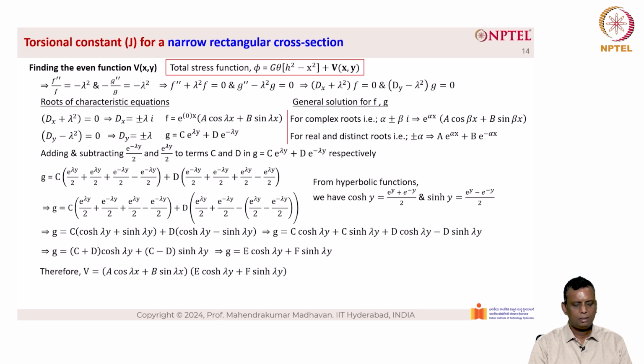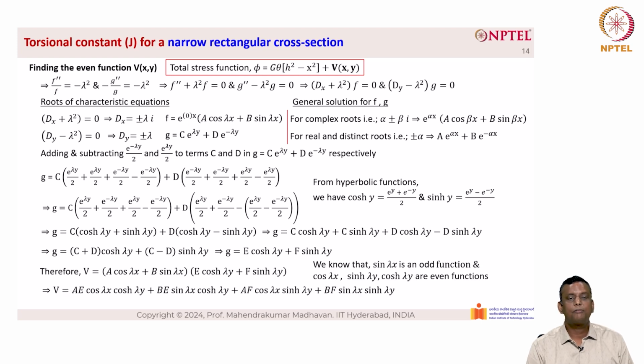So therefore, the equation v is v equal to a cos lambda x plus b sin lambda x, which comes from the first equation. The second equation is e into cosh lambda y plus f into sinh lambda y. So now when we expand this equation, we have 4 terms. But we also know that sin lambda x is an odd function, and cos lambda x, sinh lambda y and cosh lambda y are even functions. So when we multiply an odd function with an even function, it becomes an odd function. So we have 3 terms which are odd functions, and the only term, the first term, ae into cos lambda x into cosh lambda y, is an even function, as you can see.